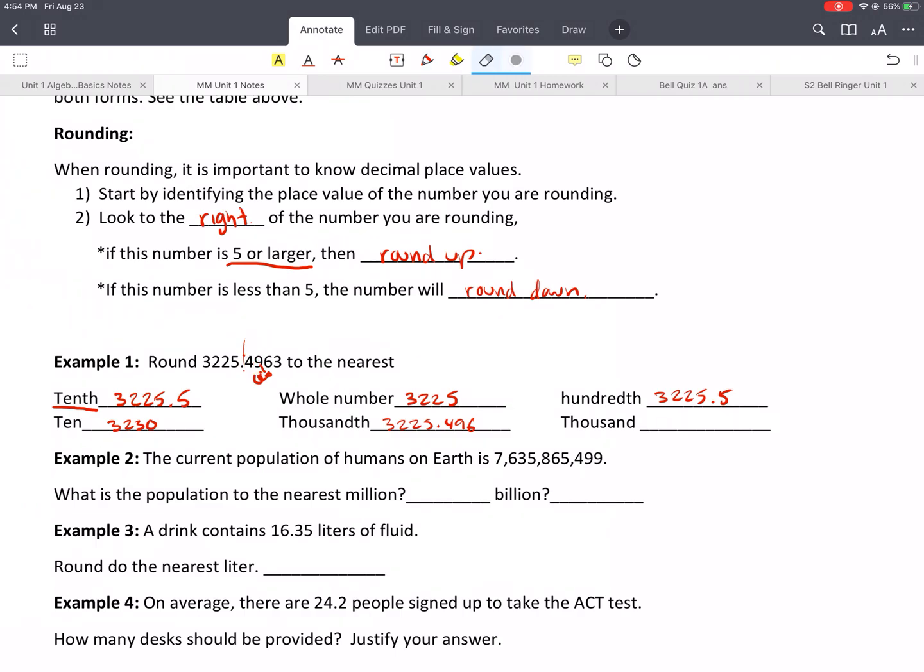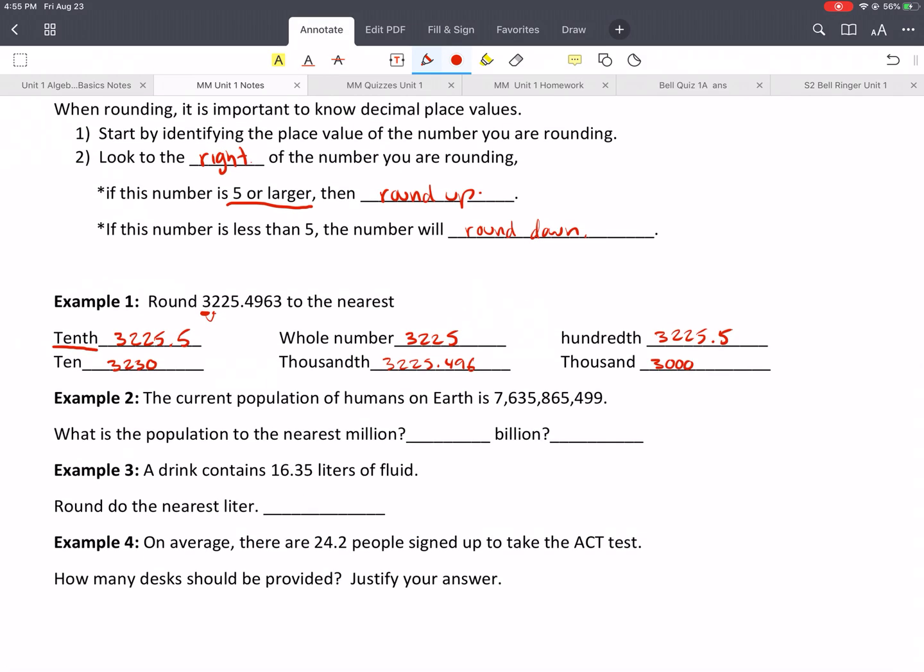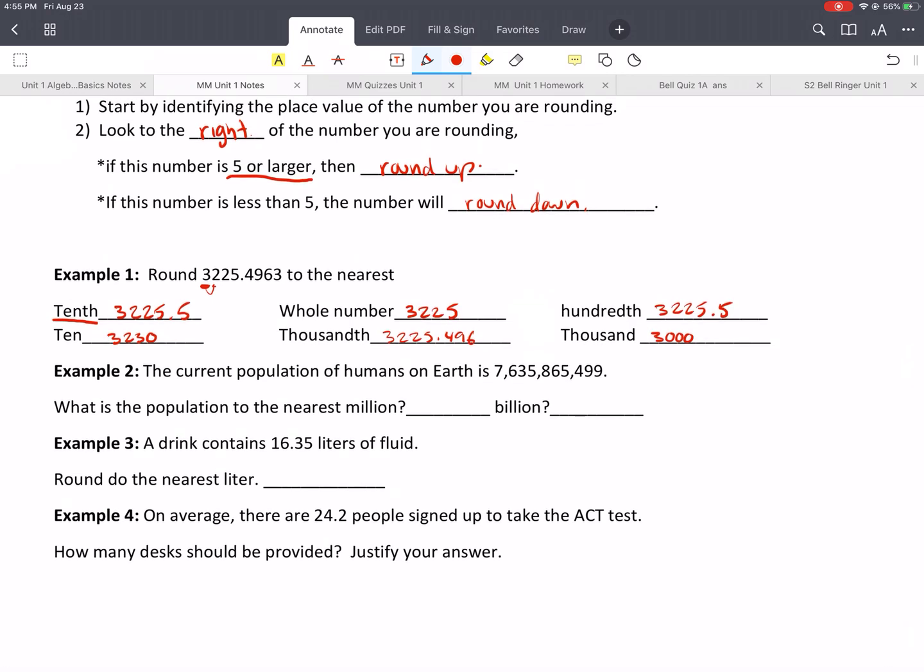All right. Next we do thousands. Thousands would be here, 3,000. Look to the right, it's less than 5, so it would just be 3,000. We rounded to the thousands. All right, here's another example. The current population of humans on Earth is 7,635,865,499. What is the population to the nearest million?